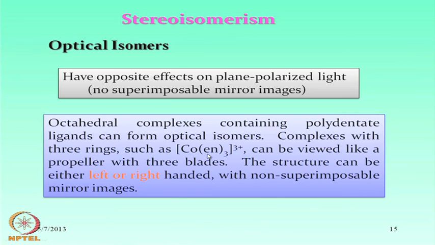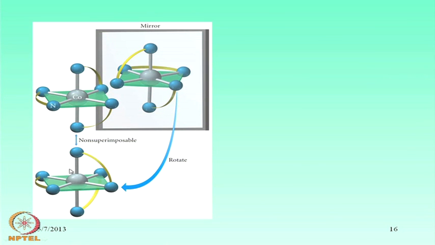So, when tris ethylene diamine cobalt 3 is viewed through these three blades, the structure can either be left or right handed, with their non-superimposable mirror image. When it is left handed, we name it as one particular isomer. When it is right handed, we name it as the other isomer. If we consider these left handed and right handed arrangements, it can also be considered as the corresponding helicity. So, helicities are all different.